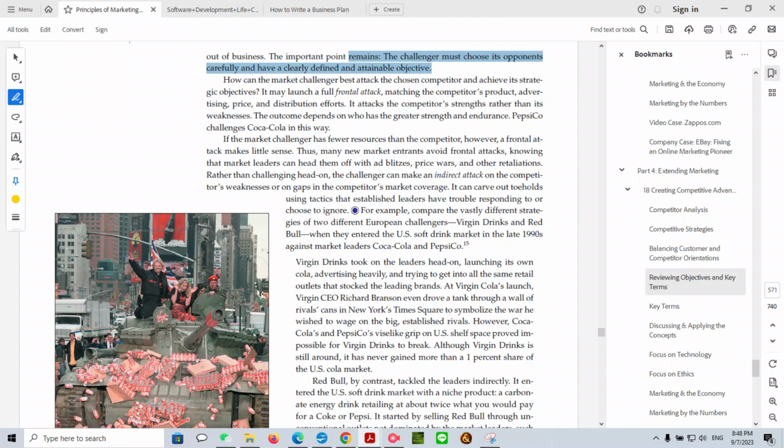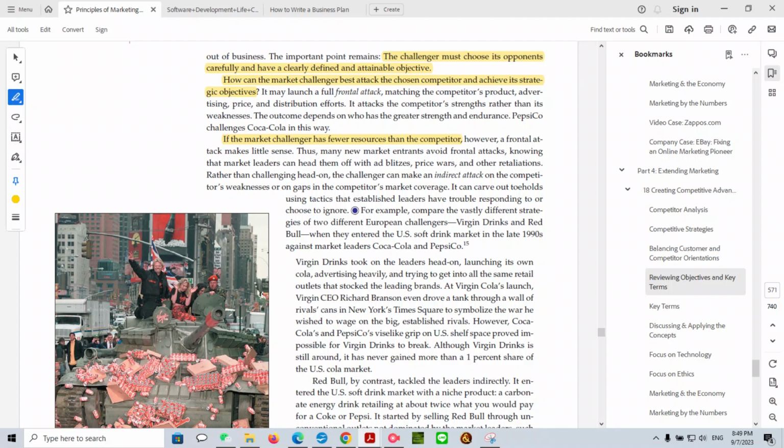How can the market challenger best attack the chosen competitor and achieve its strategic objectives? It may launch a full frontal attack, matching the competitor's product, advertising, price, and distribution efforts. It attacks the competitor's strengths rather than its weaknesses. The outcome depends on who has greater strength and endurance. PepsiCo challenges Coca-Cola in this way. If the market challenger has fewer resources than the competitor, however, a frontal attack makes little sense, because you are trying to face them strength for strength. Thus, any new market entrant avoids frontal attacks, knowing that market leaders can head them off with ad blitzes, price wars, and other retaliations.